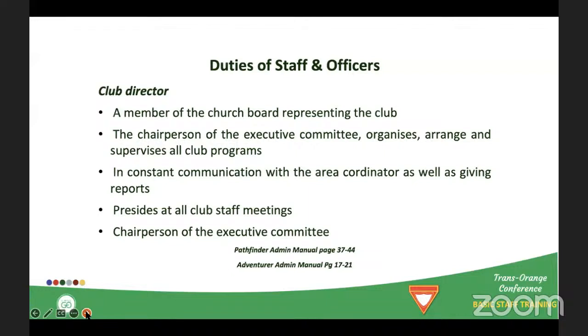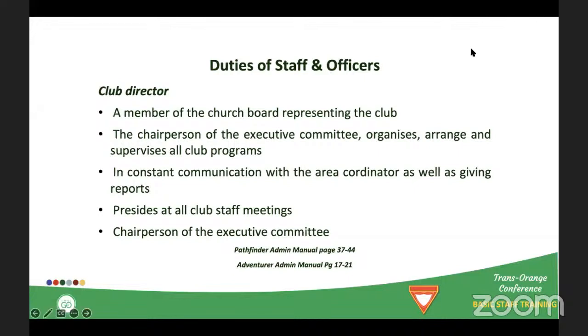The director is the chairperson of the club executive committee, and organizes, arranges, and supervises all club programs. A club director is in constant communication with the area coordinator, as well as giving reports. He presides at all club staff meetings. So those are some of the duties of a club director.